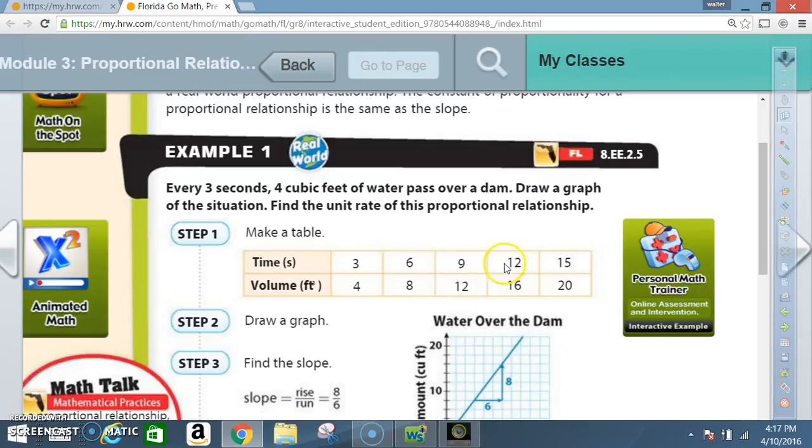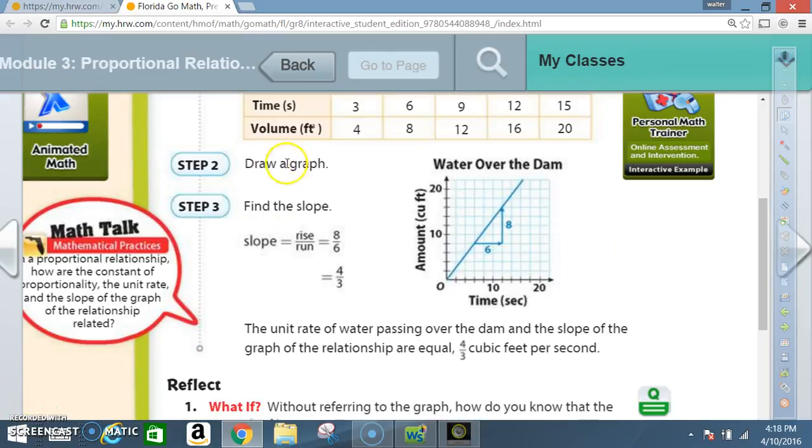9 plus 3 gives us 12 seconds. All right, that means we're going to add 4 to this one. 12 plus 4 is 16. 12 plus 3 is 15 seconds. So now we're at 15 seconds. That means we add 4 to 16 for 20. All right, so we just made our table. Once again, what was it based on? Every 3 seconds, 4 cubic feet.